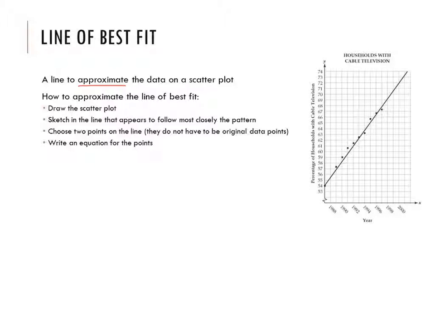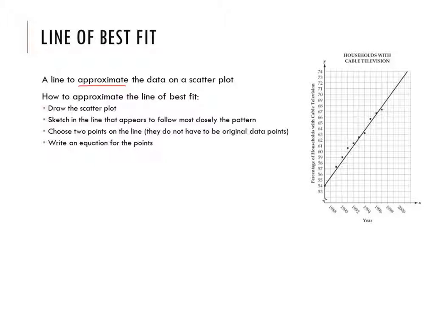So how do we use a line of best fit to approximate something? First of all, you need a scatter plot. Over here to the right, we have households with cable television as our title, and on the x-axis we have the years. On the y-axis we have percentages of households with cable TV, and we took our data set and plotted it. So just the points, ignoring the line right now, we plotted our points.